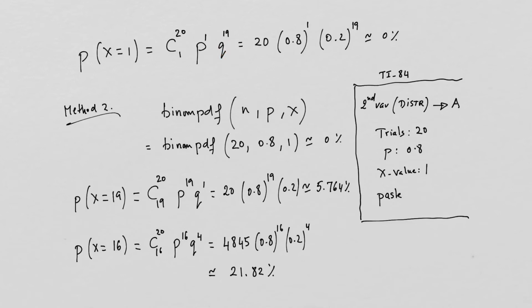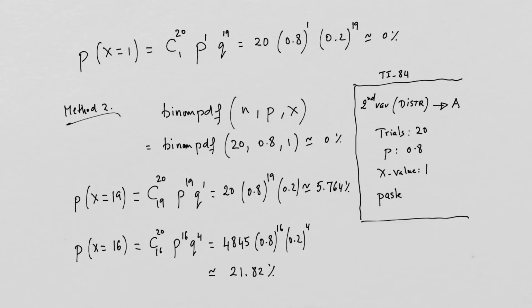You don't multiply 19 by 0.2. You raise 0.2 to the 19th power, because 19 failures means failure and failure and failure. And remember, I said with 'and', you multiply. 0.2 times 0.2 times 0.2, 19 times. So it's 0.2 to the power of 19.